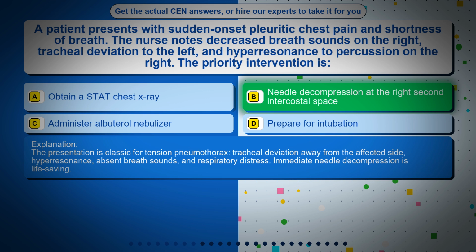The presentation is classic for tension pneumothorax: tracheal deviation away from the affected side, hyperresonance, absent breath sounds, and respiratory distress. Immediate needle decompression is life-saving.